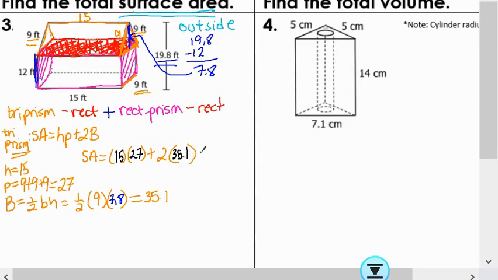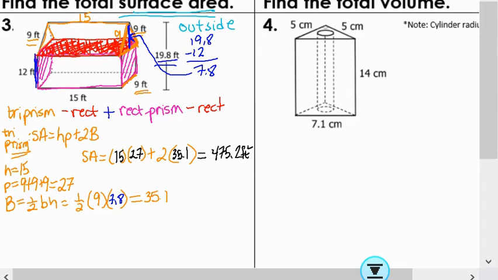When I put that in my calculator, I get that the surface area of the triangular prism is 475.2 units. And our units are in feet, so I'll call that square feet. Okay, that's area, so it's square feet. It turns out that's the exact value, so I'm going to erase my approximate sign and keep an equal sign because it is exactly equal to that.